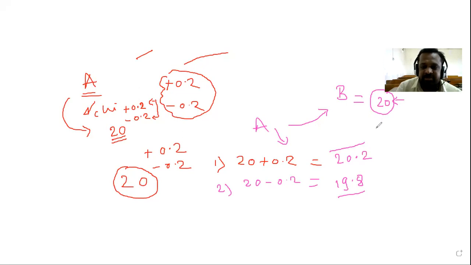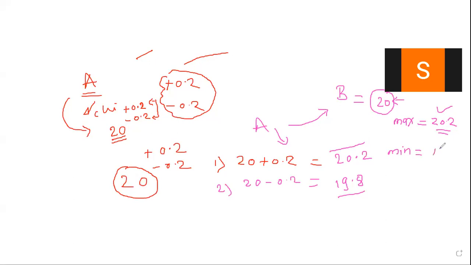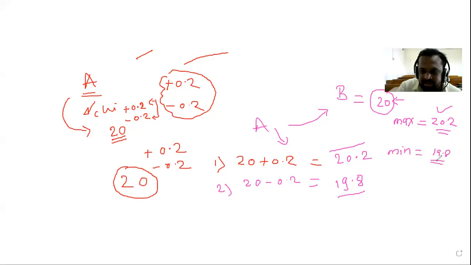Maximum, if your variation happens in this size, how far should it go? If the diameter of your shaft comes to 20.2, it will be acceptable. Again, how low should the minimum come? 19.8. Even if it comes to the minimum, the shaft will be acceptable. It means that A person has given two limits, and according to that he has told that B person to prepare the shaft. This is called the limit.